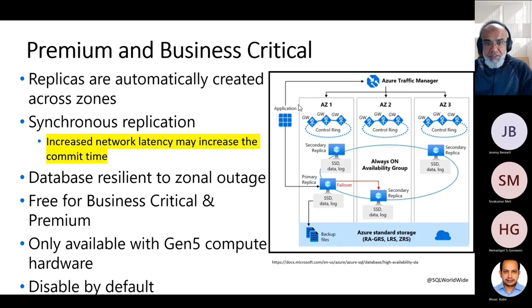For the premium and business critical tier, it's the same concept, except your data and log file is attached to your compute. So your data and log file is constantly getting copied to other zones. And here again, it's disabled by default, but it does not cost you extra money like general purpose. If you turn this on, it is not going to cost you extra money for the premium and business critical tier, because you're already paying a higher price for that. And your latency is going to increase because now you are in a synchronous replication to at least one of the zones, right? So you want to keep that in mind.